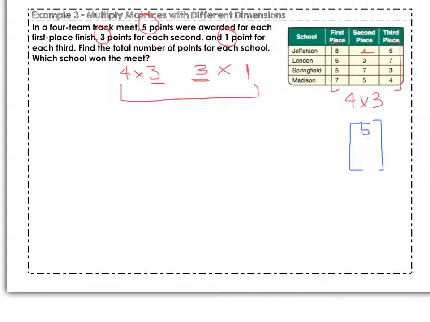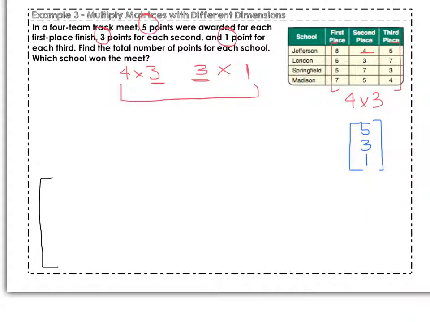the first column represent, or I'm sorry, the first row represent the 5 points for the first place finishers. The second row represent the 3 points for the second, and the third row the 1 pointer, okay? So 4 by 3 times 3 by 1.